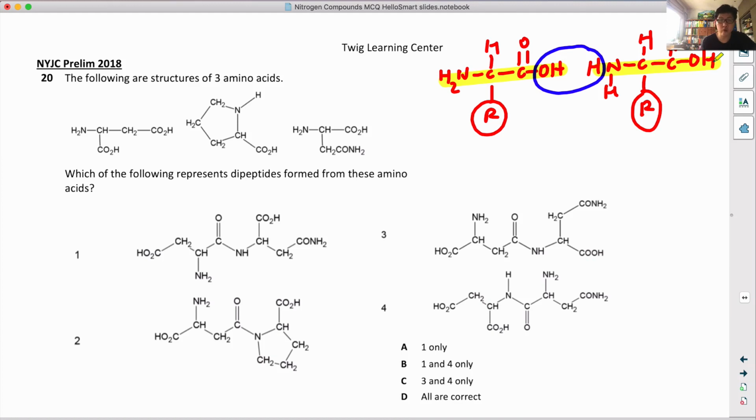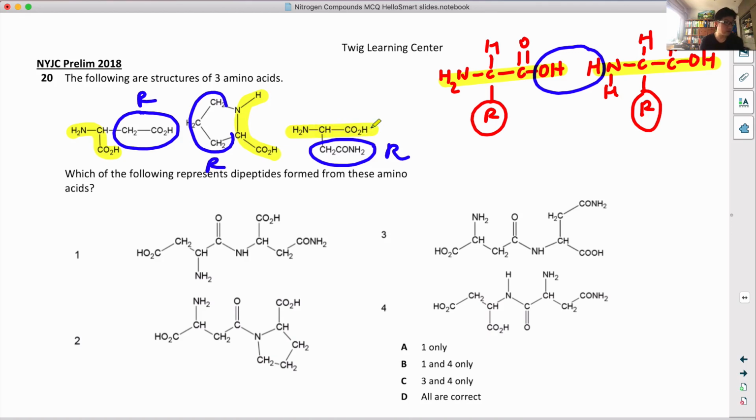So you have to circle the R group to make sure you understand where the R groups are first. For this molecule, you can see that this whole thing is your R group. And for this one, this is your R group. So if you're going to form an amino acid, you're going to use the NH2 and the COOH from here, the NH2 and the COOH from here, and the NH2 and the COOH from here.